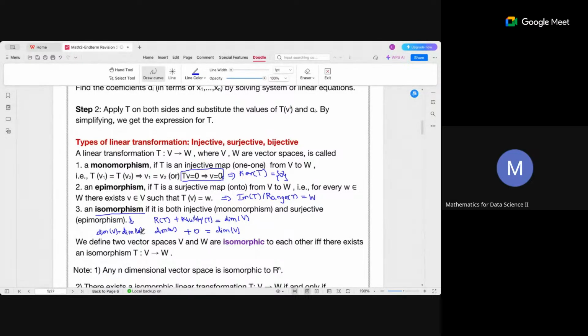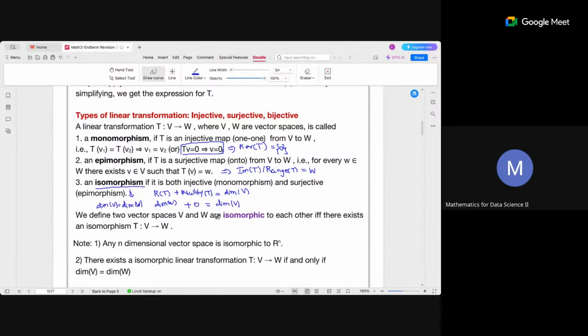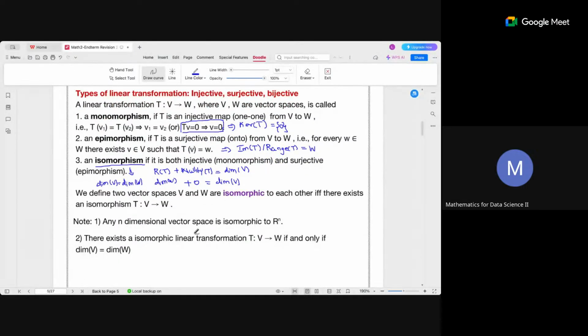Okay, fine. So we define two vector spaces V and W to be isomorphic to each other if and only if there exists an isomorphism T from V to W. Any n-dimensional vector space is isomorphic to which space? R^n. So there exists an isomorphic linear transformation T from V to W if and only if the dimension of V equals the dimension of W. So either way it is true. If you know that there is an isomorphic transformation from V to W, then the dimension is the same. Also, if the dimensions are the same, then you can find a linear transformation that is an isomorphism.